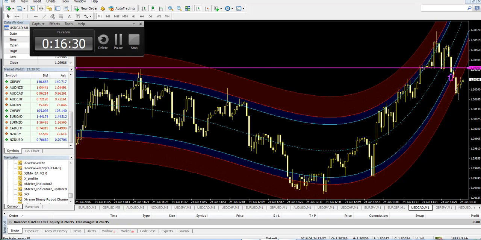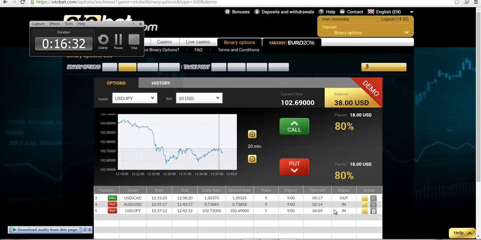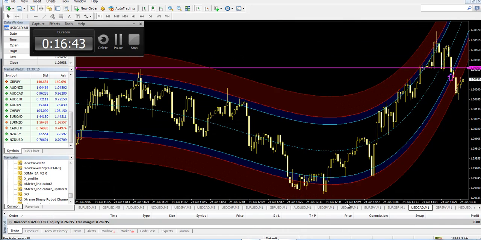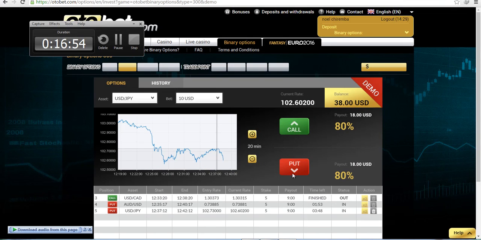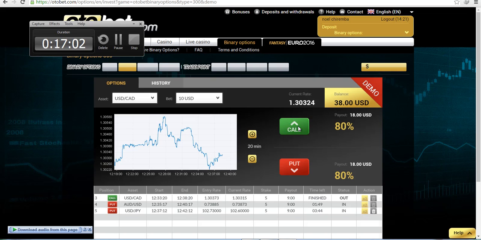Now if this one expires, I have like 17 seconds. 10 seconds. I'll just check it again. Okay, so it means now, since I lost this one, I'm still under the red zone, so it means I can place a trade. This way I can just do martingale. I need to put USD CAD, $10. If I win, this one is just finished, it's out of the money.